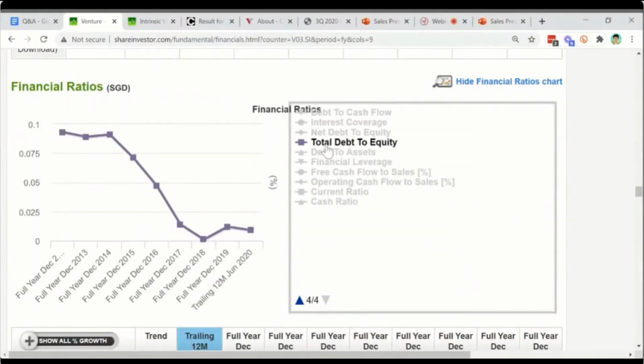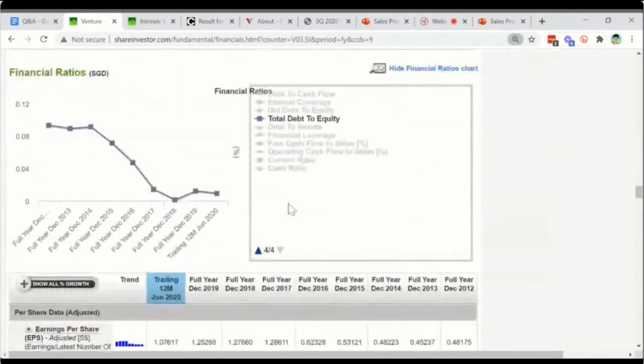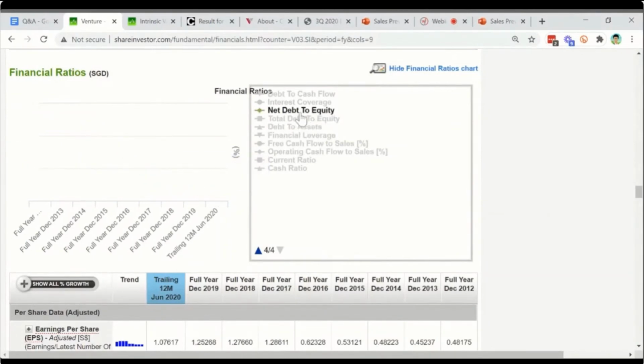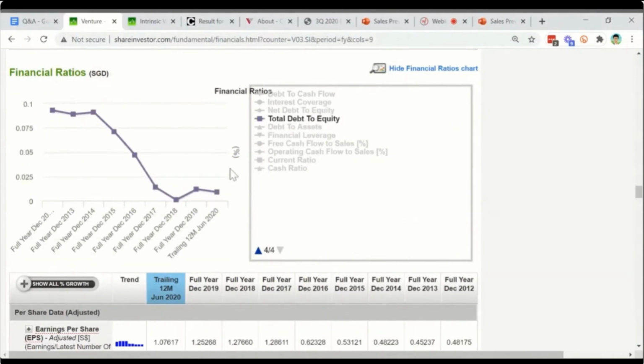So you go to the total debt to equity ratio, you see that it's close to zero. And you go to net debt, there isn't anything because they are in a cash position when you net off the debt using cash and cash equivalents. So what we can see from here is that Venture Corp actually has a very rock solid balance sheet and is a free cash flow generative business model.